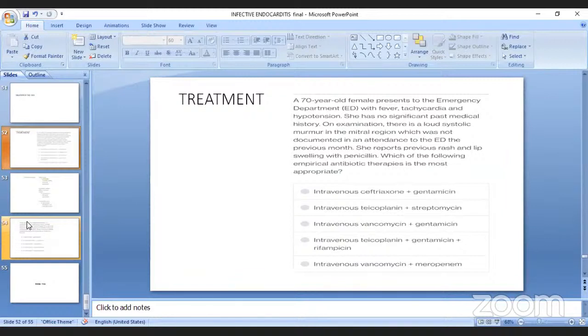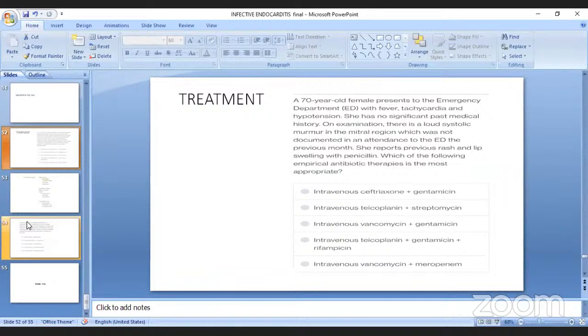Shashikant, why can it not be D? Because I never told you that teicoplanin is given for any treatment at all, right? So teicoplanin and gentamicin, rifampicin. The other thing is, look at the question. I was telling you again and again that whenever rifampicin and gentamicin come in the options, always look for a prosthetic valve in the question. There is no prosthetic valve written. She has no significant past medical history.